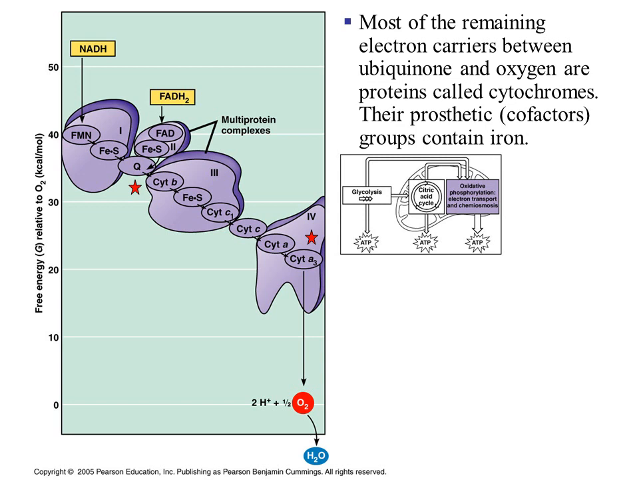Most of the remaining electron carriers between ubiquinone and oxygen are proteins called cytochromes. Their prosthetic groups contain iron. So if somehow you're able to remove the iron from these cytochrome complexes, the cytochrome complex would no longer work. Therefore, you would not be able to move the electrons down the electron transport chain.